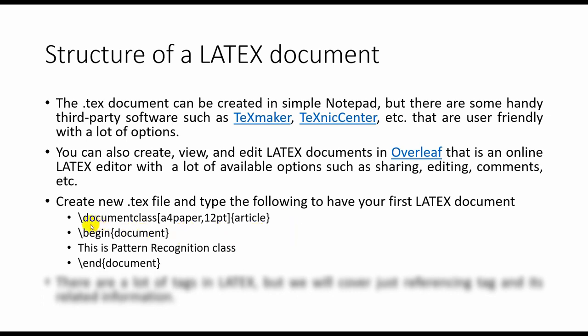These tags are like document class, where you can specify some attributes, like for example A4 paper with 12 pt font size, and you can also specify what type of document you are creating. It can be an article, a conference proceeding, or a thesis document. And this is actually a tag, the backslash with the document class.